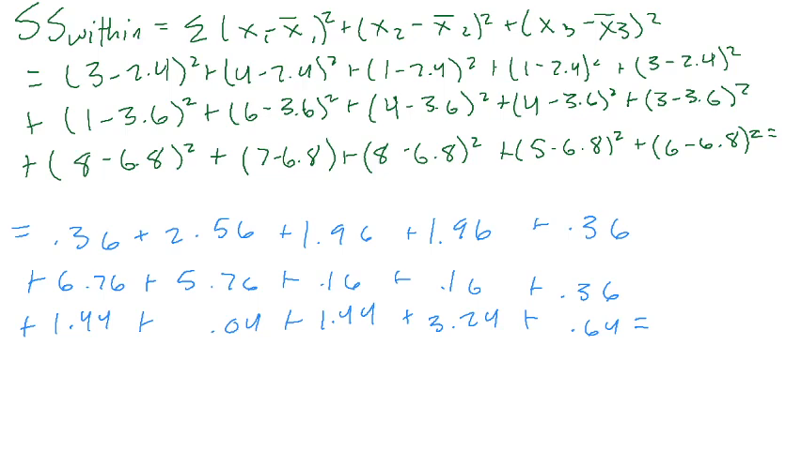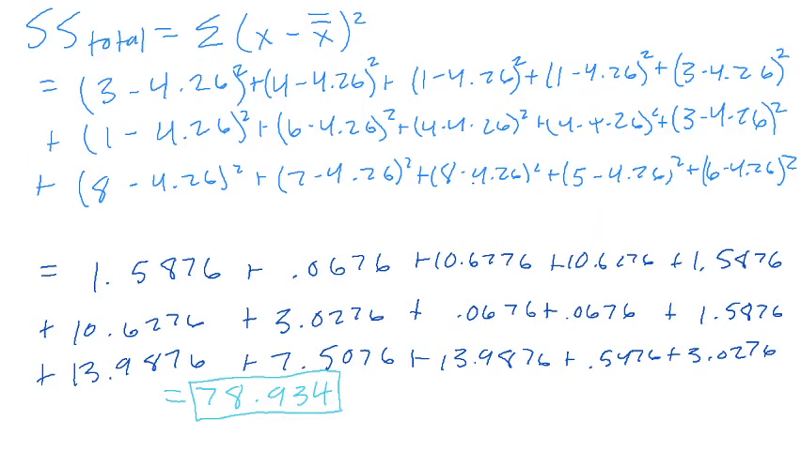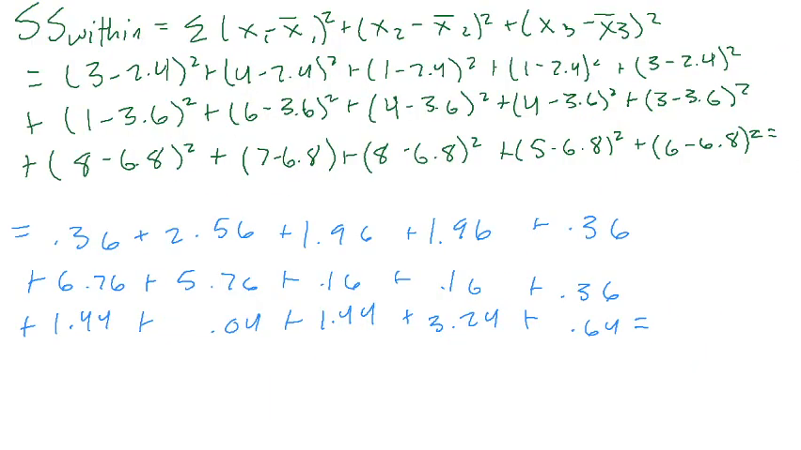So once you get through the sum of squares total and the sum of squares within, the rest of the math is pretty quick. So what do we get here? We had 78.934. What do we get here? We get 27.2. Remember, your rounding might not be exactly the same as mine, and that's okay. Let's go ahead and finish this off then.